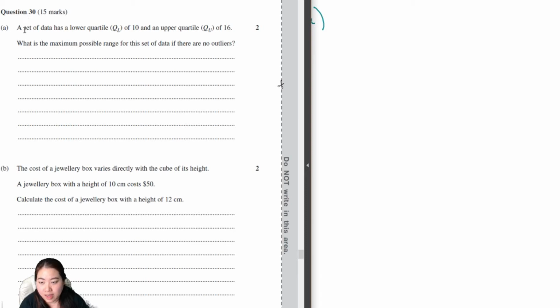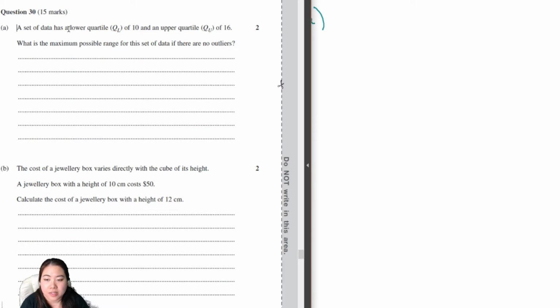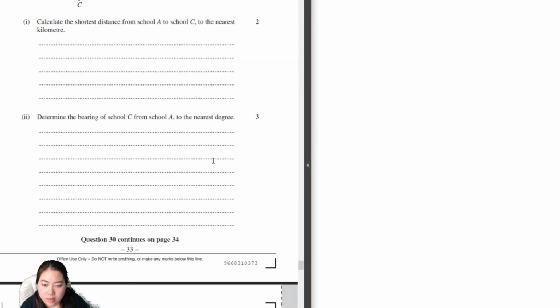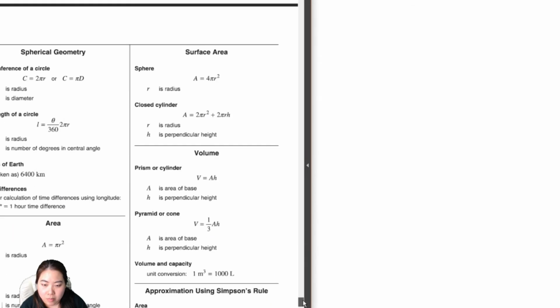Question 30A. A set of data has a lower quartile of 10 and an upper quartile of 16. What is the maximum possible range for this data set if there are no outliers? Let's have a look at the formula sheet to see if there's anything that could help us.